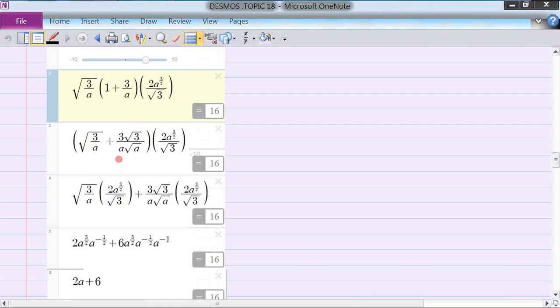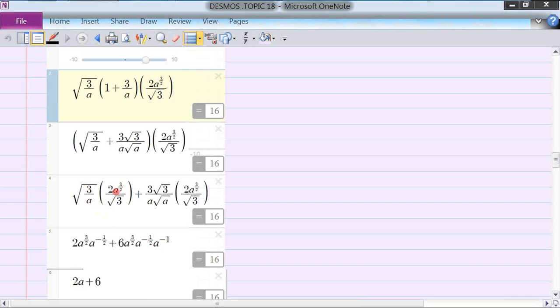I multiplied this times that, gives me this term. And the second one is this times that, and that gives me this one. And I haven't simplified anything. I just used the distributive rule. Nothing has changed. Now, the root 3 and the root 3 will cancel here because they're the same.